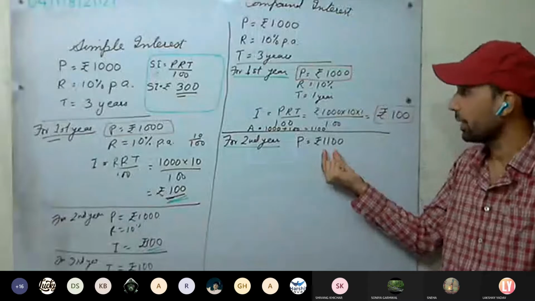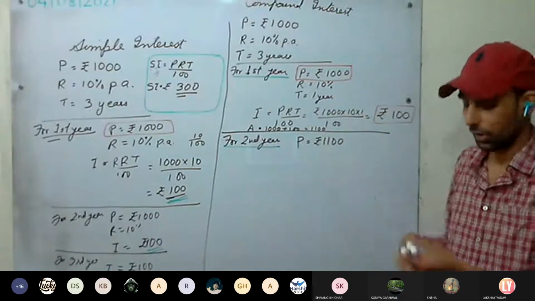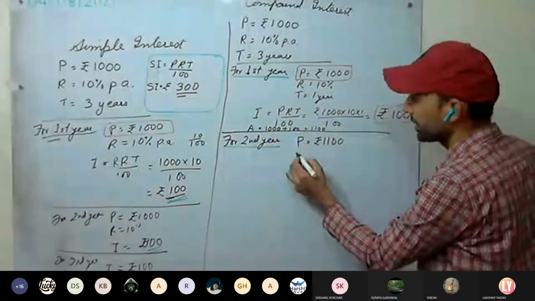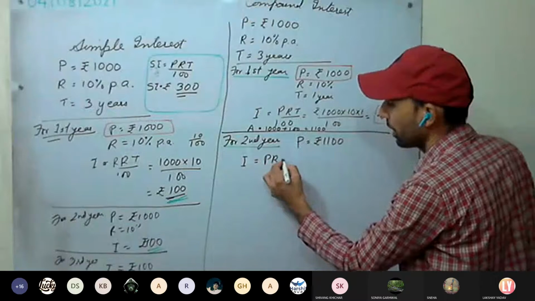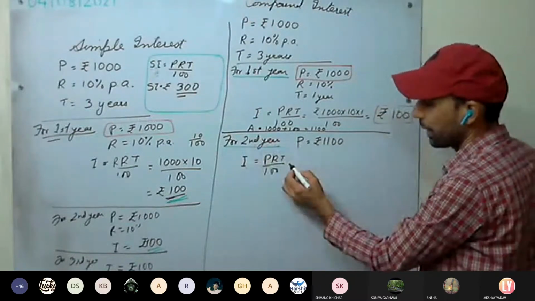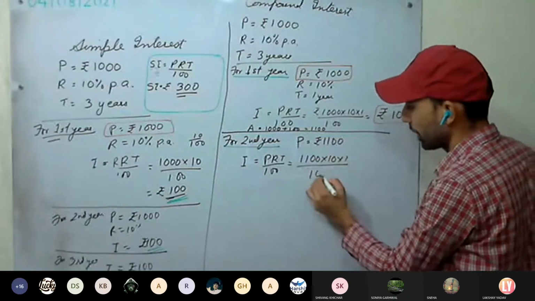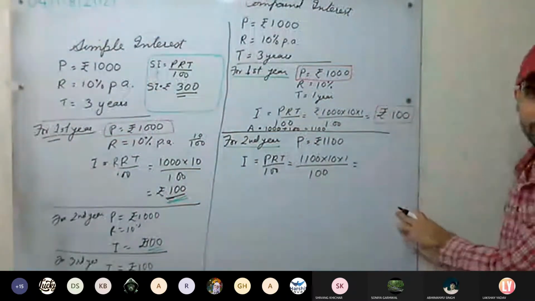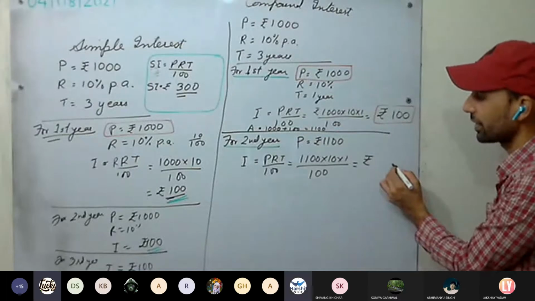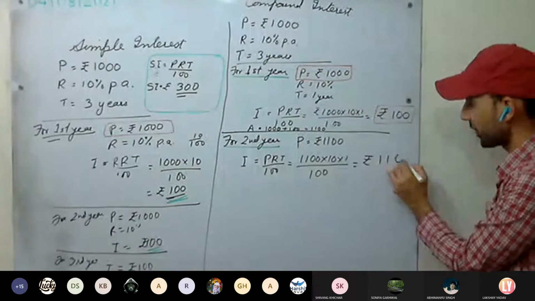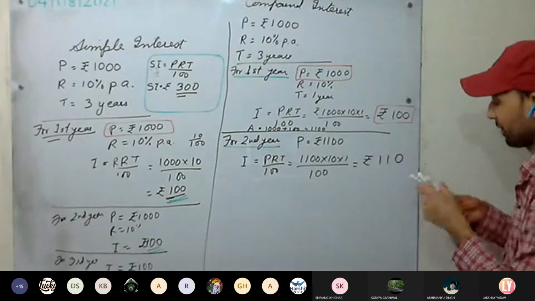So the amount after 1 year will be the principal for the second year. Now this time, how will the interest be? Rate is same, time is same, so I'm not writing it here. I'm just applying the formula directly. PRT upon 100. For the second year, time duration is 1, rate 10%. 1100 into 10 into 1 divided by 100. How much is it coming? Rupees 110. Now see, we are going to look at the operation of this 110.